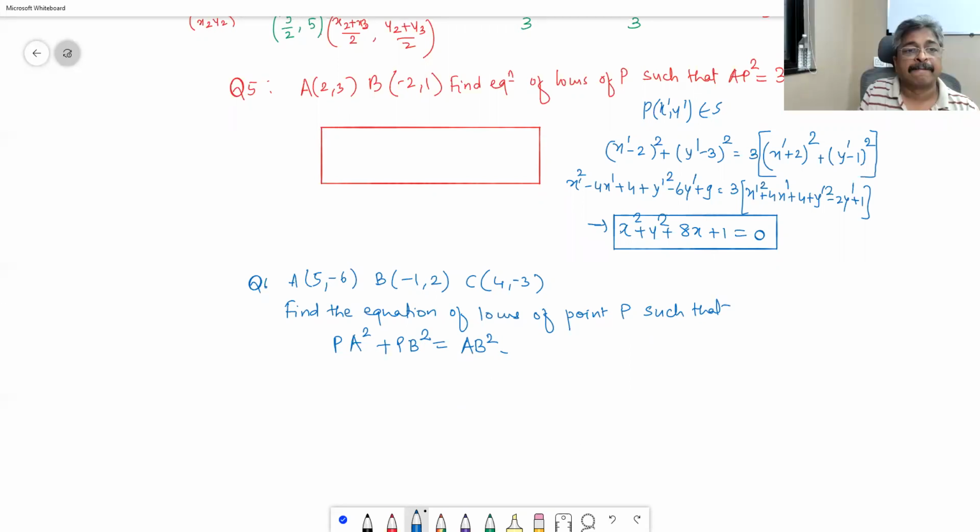Sir, what does C have? Mistake. PA square plus PC square. PA square plus PC square is equal to AB square.